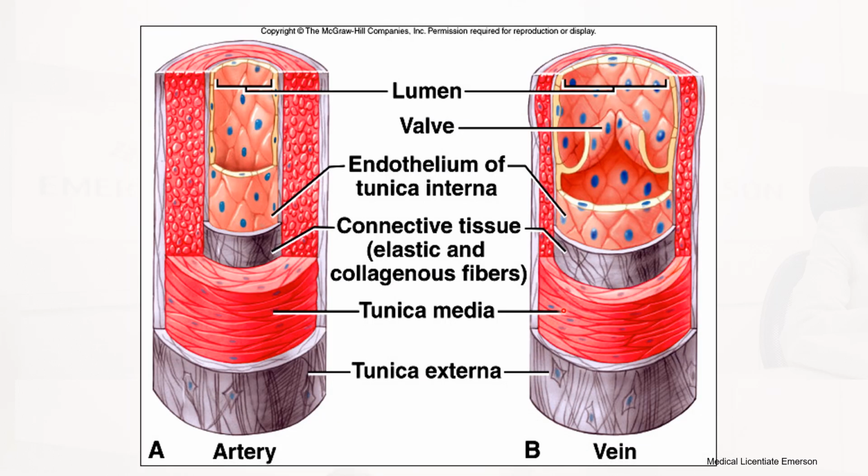Okay, so for the artery, we're saying the lumen is smaller, while in the vein the lumen is bigger. The artery does not have valves, and the veins have valves. Okay, this is what we are talking about. Then the tunica media is actually thicker than the tunica externa for the arteries. Okay, that's what we are talking about. And of course they have elastic and collagenous fibers.